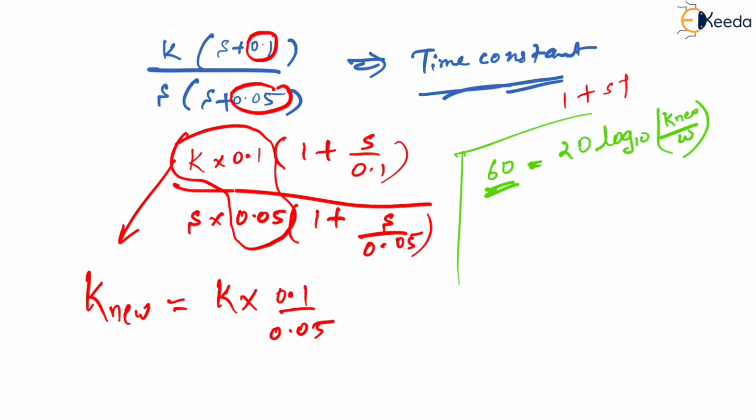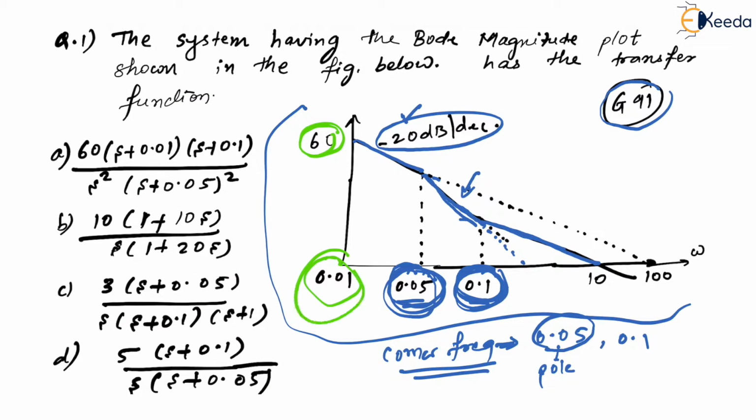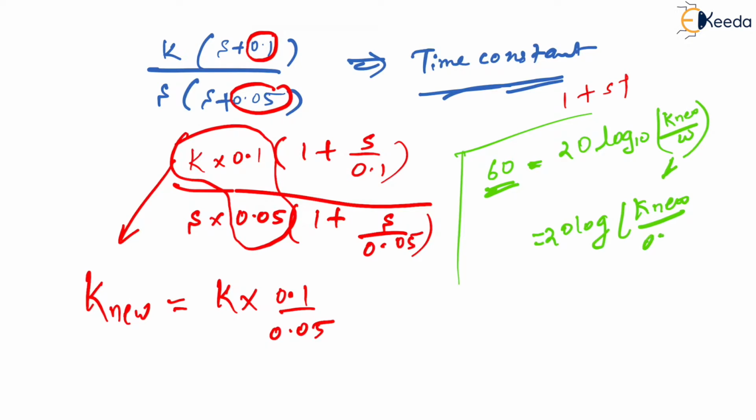Now if you find from here, 20 log of k new upon omega, omega should be replaced by how much? Omega should be replaced by 0.01. So if you place 0.01 here, what do you get now? This 60. Therefore you get the value of k new to be equal to how much?